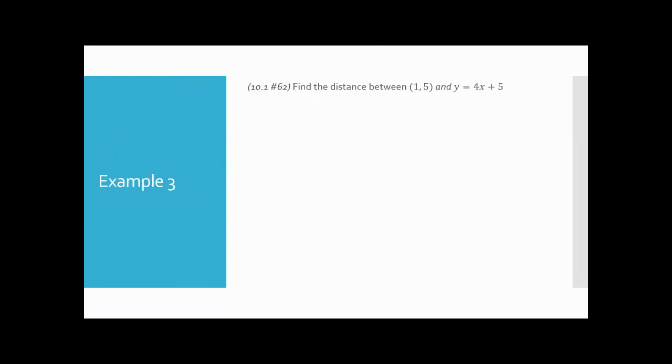So this is number 62. Find the distance between (1, 5) and y equals 4x plus 5. In order to use this formula, we have everything on the same side. You need to have your equation equal to 0. So it's easier to just subtract the y from both sides. That would give me 0 equals 4x minus y plus 5.